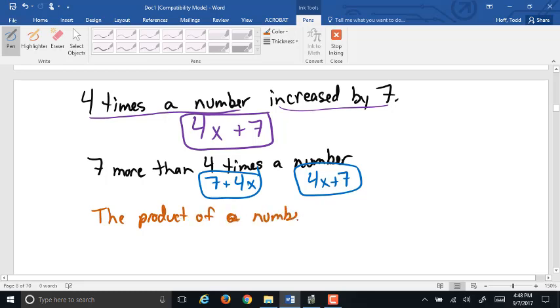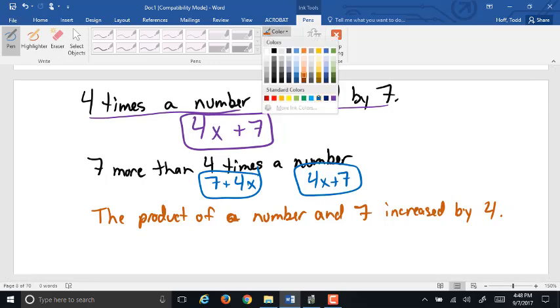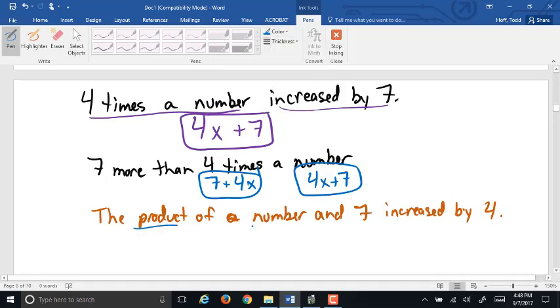The product of a number and 7 increased by 4. What's this one look like? What's the product of a number and 7 mean? Multiply. So either x times 7 or 7 times x. Now again, you could use any letter you want in these. Increased by 4 means plus 4. So I just switched around where the numbers were.